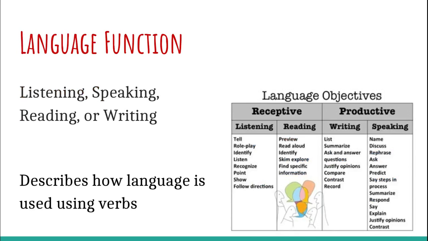The language function describes how language is used by the student. This is accomplished by carefully selecting a verb that will support your language objective for the lesson. For example, will the student be expected to identify, list, compare, or verbally predict during the lesson? WIDA Can-Do Name Charts are an excellent tool to provide students with appropriate language functions specific to the proficiency level.